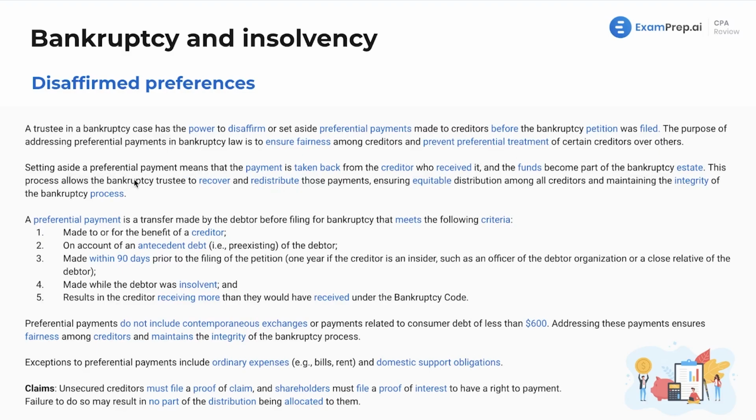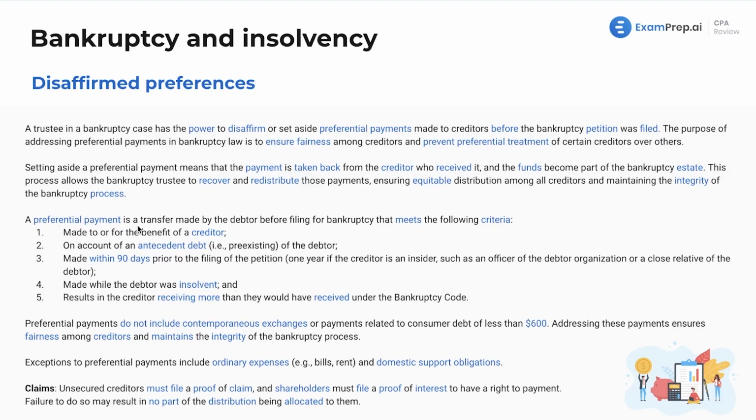Now, setting aside a preferential payment means that the payment is taken back from the creditor who received it, and the funds become part of the bankruptcy estate. I'll just give a random example. Let's say I pay $100 to a utility company. Maybe that amount is clawed back. That amount probably wouldn't be clawed back, but if that was 10 days before I declared bankruptcy, it might be. That's just an example. This process allows the bankruptcy trustee to recover and redistribute those payments, ensuring equitable distribution among all creditors and maintaining the integrity of the bankruptcy process.